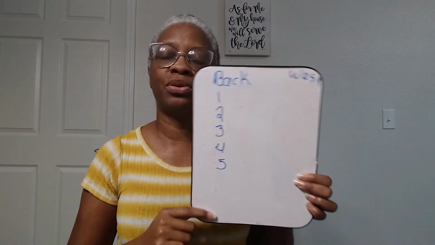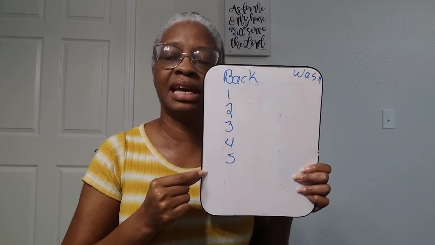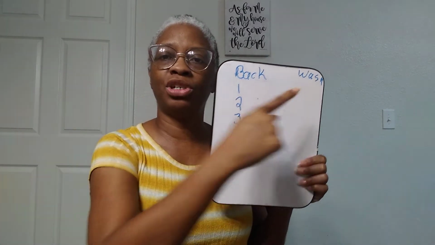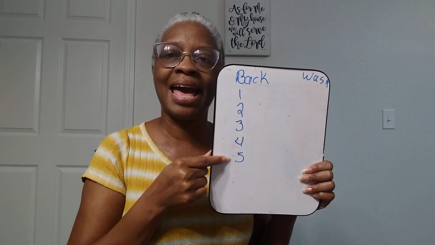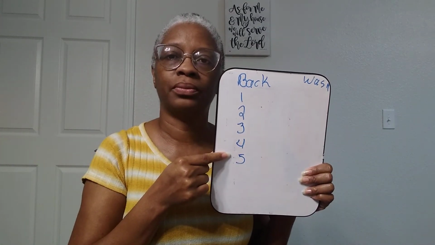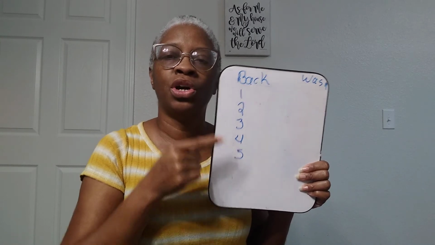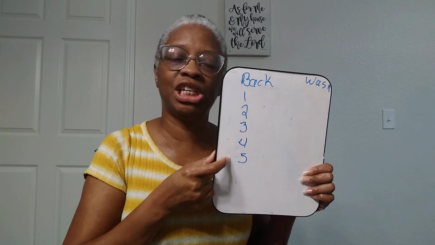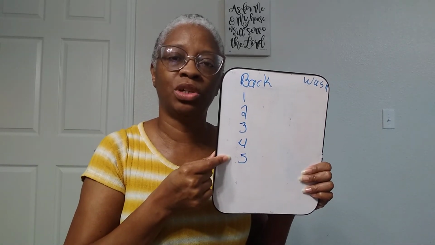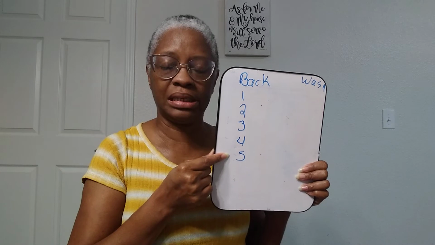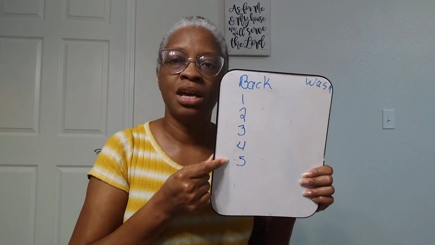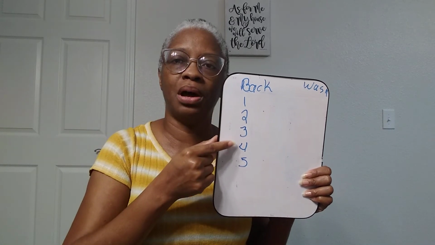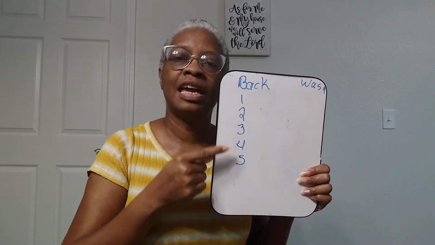Okay, so for backwards chaining, you still have those same 5 steps. You still give the SD, go wash your hands. But in backwards chaining, you're teaching the last step first. So you're going to prompt all the way here, and then you're going to start teaching this step first, which is probably turn off the water because it's the last step. So you're teaching the last step. You're going to prompt, teach. Okay? And then you'll move up.